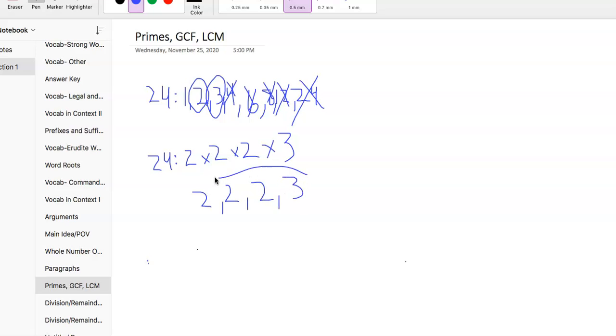That'll be the actual answer: 2, 2, 2, and 3. Okay, so hopefully you guys are still with me. Hopefully that made sense, right? And that we learned how to find a prime number, and then we learned how to do the factoring part.